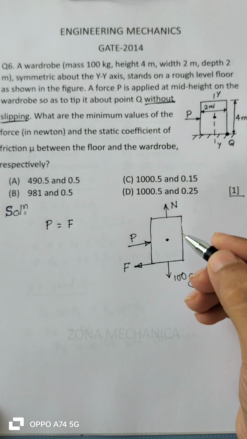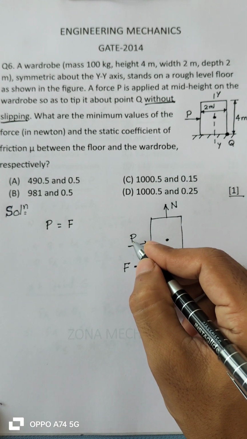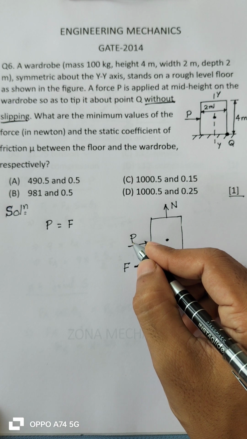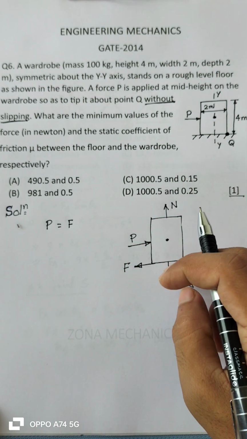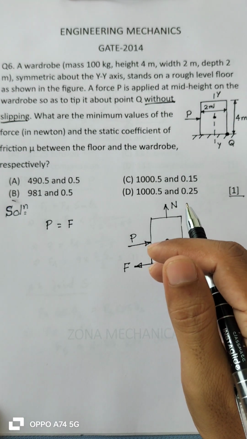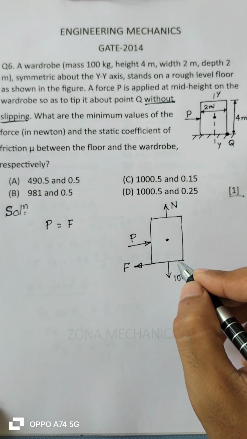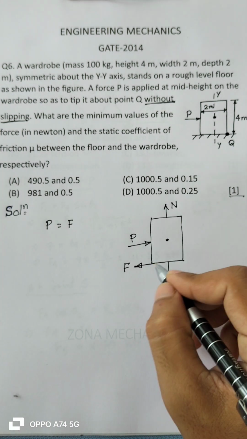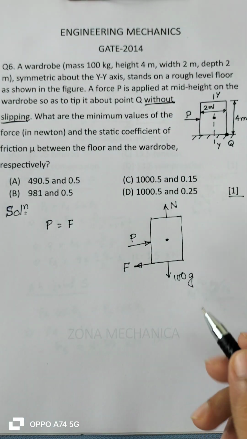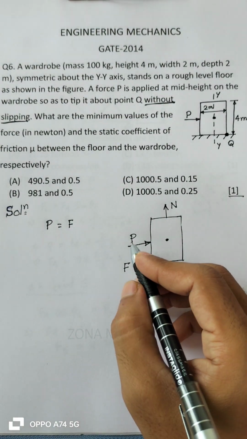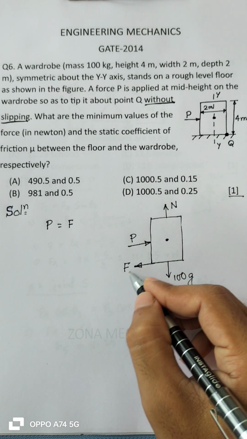Beyond this value, if we apply more force, I mean greater than F, then it will slide. The frictional resistance won't be able to keep the wardrobe at rest. So this is the constraint without slipping. This is the condition. So the maximum force that we can apply will be equal to F.